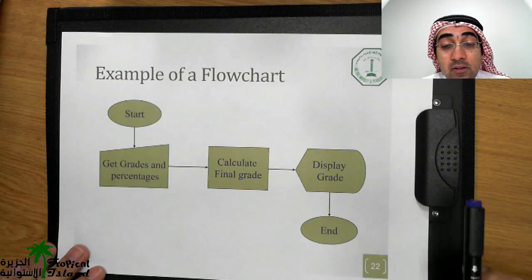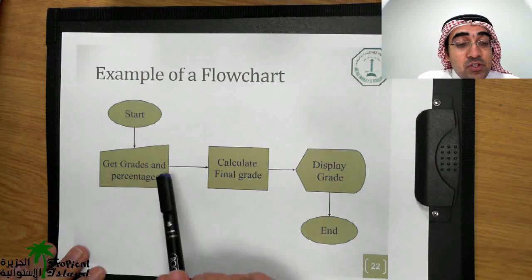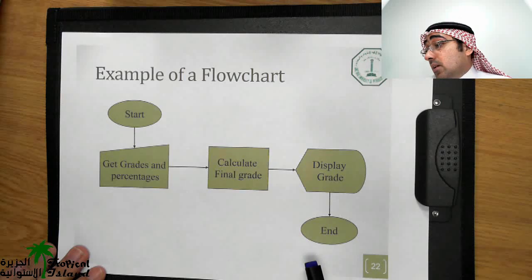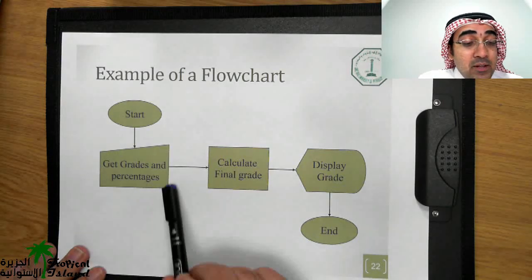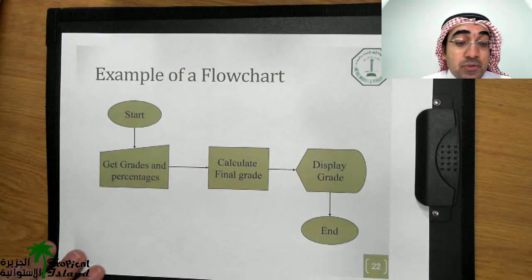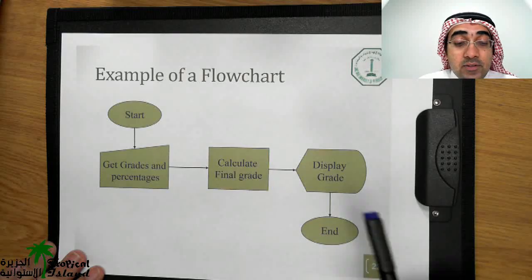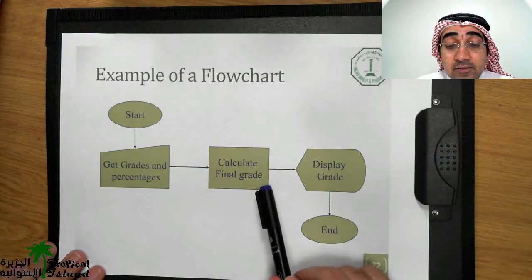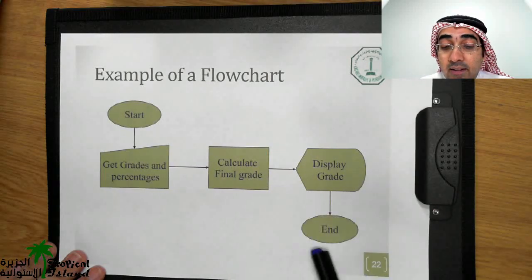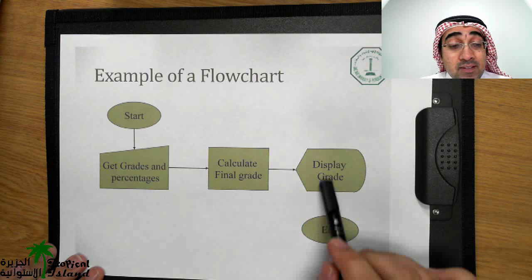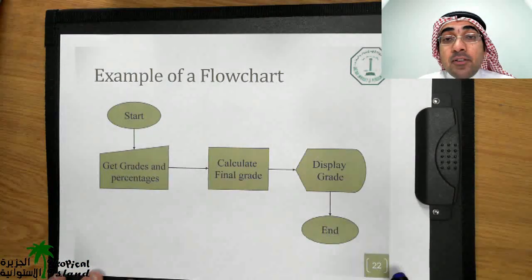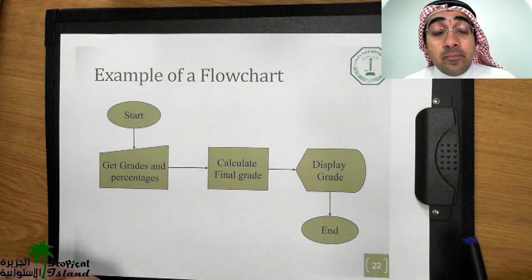So this is the example of calculating your grade. So we get the grades and percentages, and notice this is in the shape of actually an input. A manual input, so we exactly know from the shape that we are going to get from the user the inputs of the grades and the percentages. Then we have a rectangle. This is a calculation, so we calculate the final grade. Then we have an output which will display the grade, and then our program actually ends. Okay, so this is a flowchart that actually makes things easier for you and gives you a graphical representation of how your program is going to run.